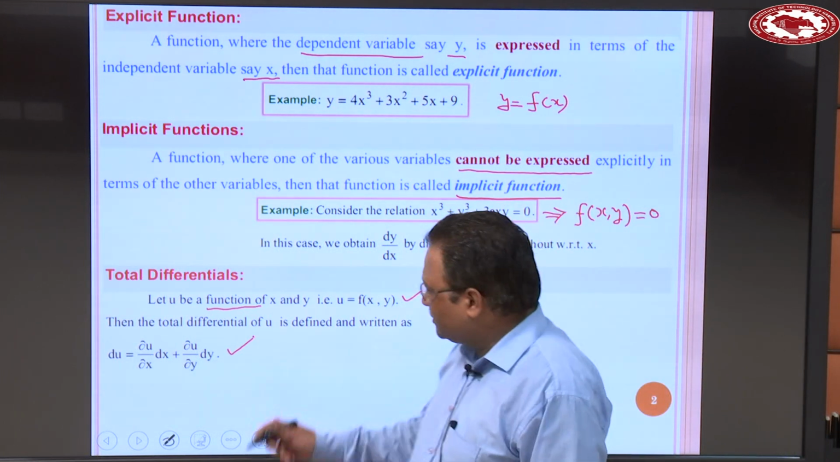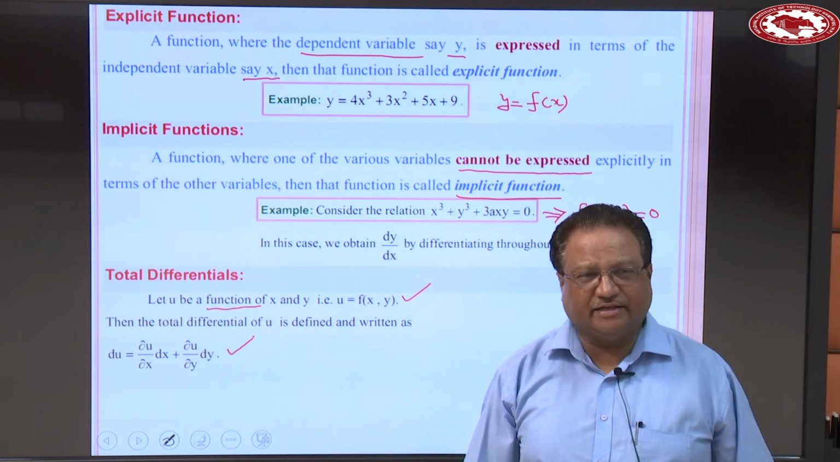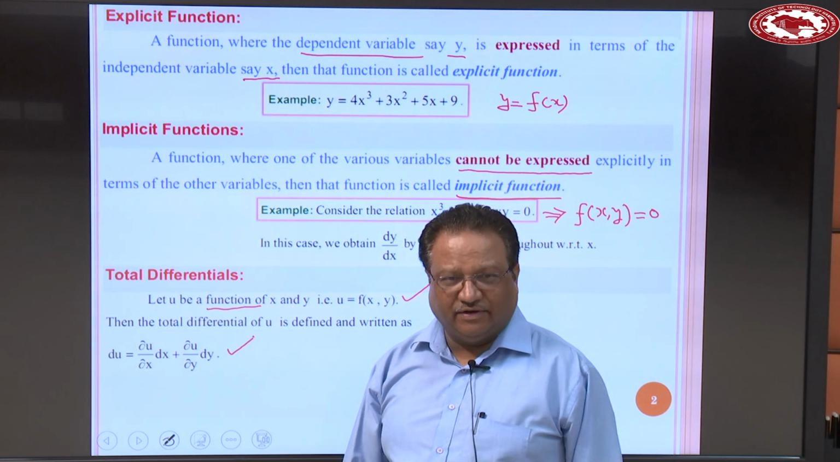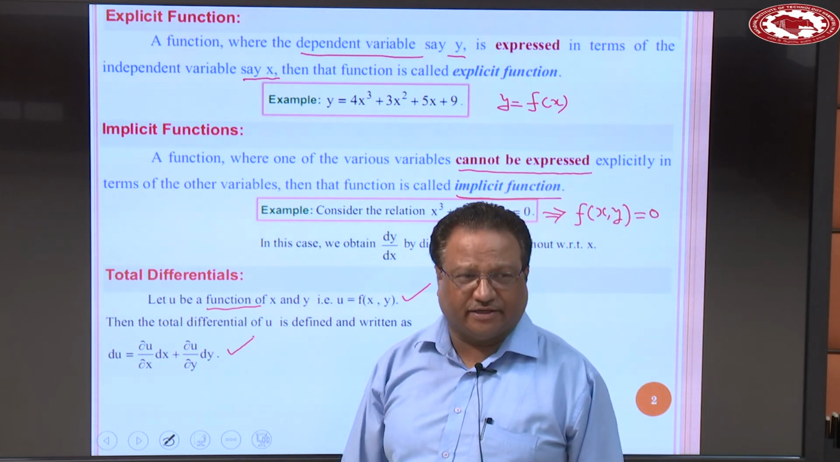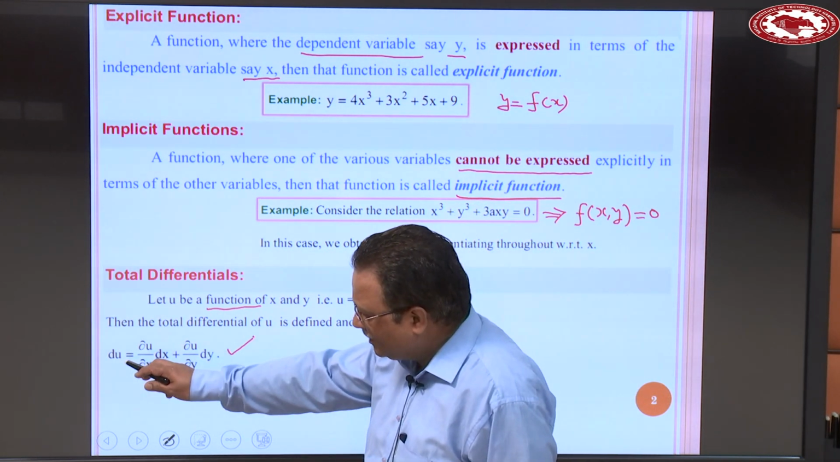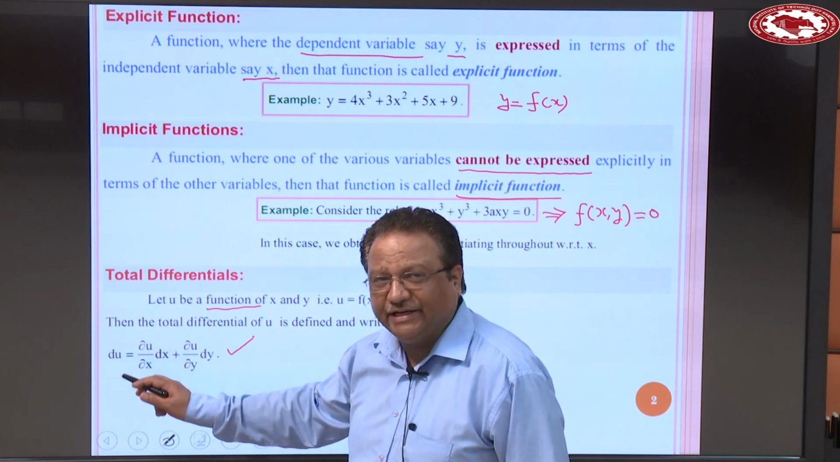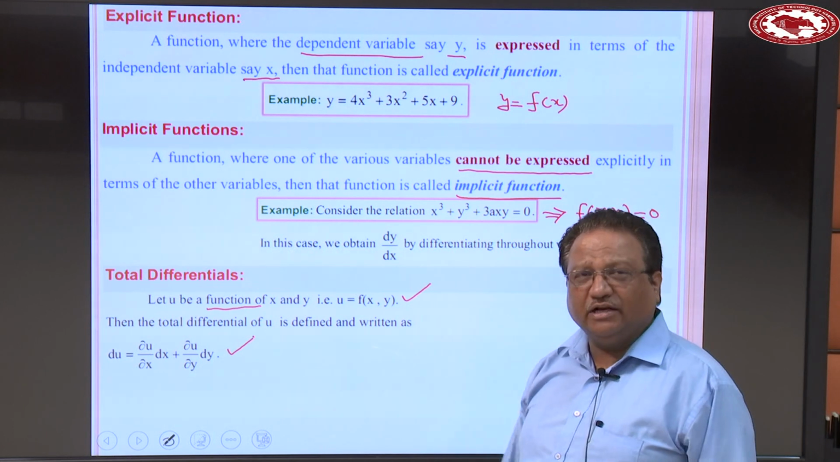If suppose x and y are again functions of t, then u is ultimately a function of t. When u is ultimately a function of t, then we can also define the total differential coefficient. But this one is the total differential, and the total differential coefficient can be evaluated by du divided by dt. That one is the total differential coefficient, but du is the total differential.